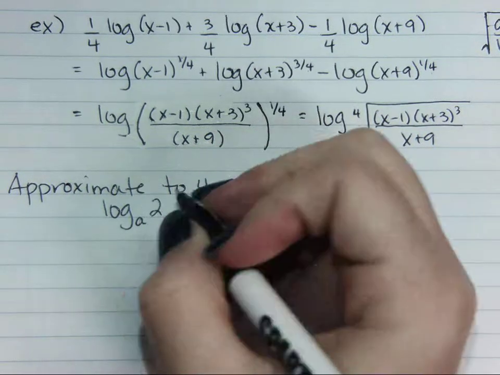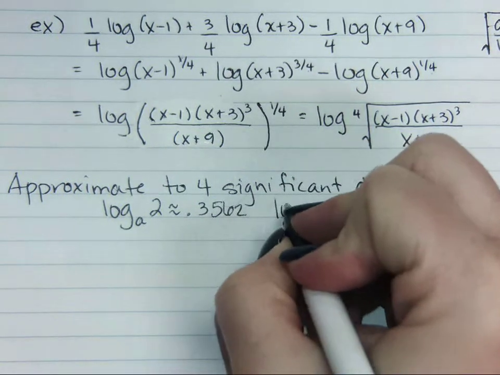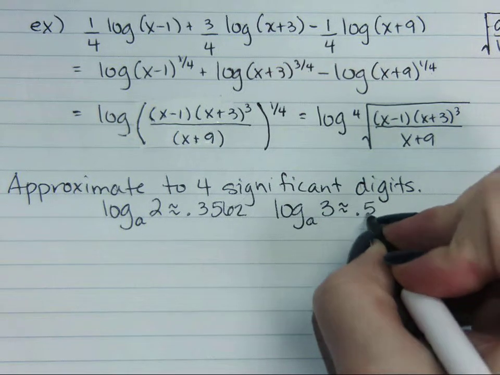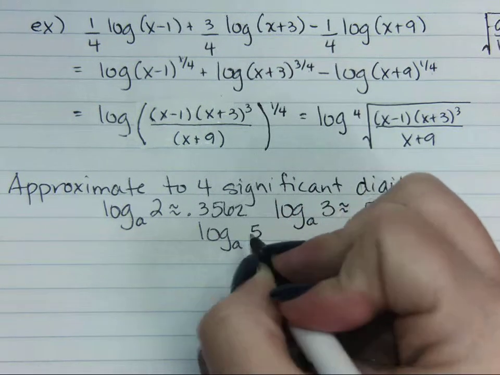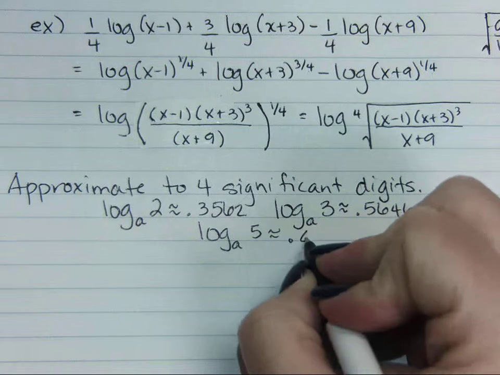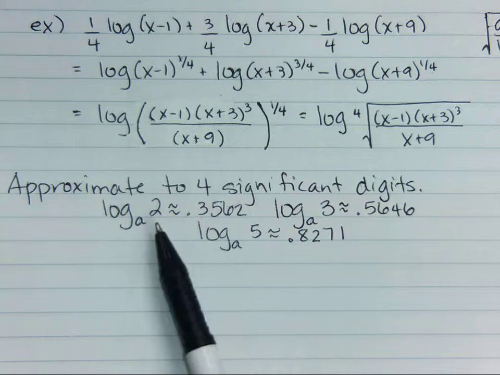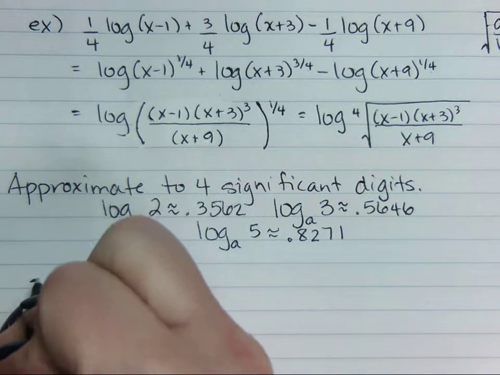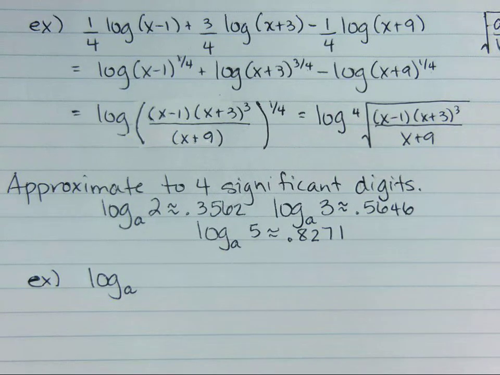Log base A of 2 is approximately 0.3562. Log base A of 3 is approximately 0.5646. And then also log base A of 5 is approximately 0.8271. So each of these logarithms, where there's a factor of 2, 3, or 5, have their own 4-digit approximation. And you're going to be using the rules to simplify this and try to approximate a different logarithm. For example, if I have the log base A of 15.